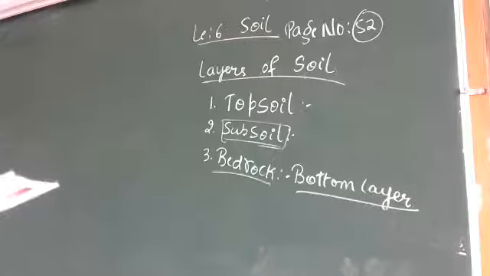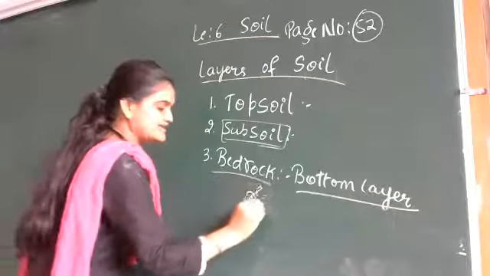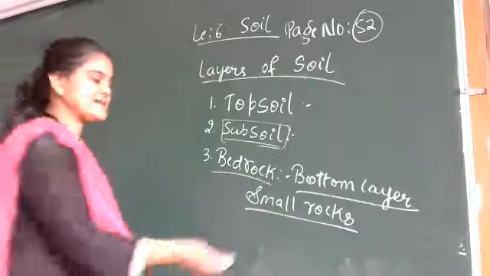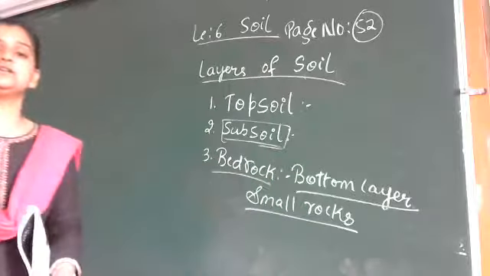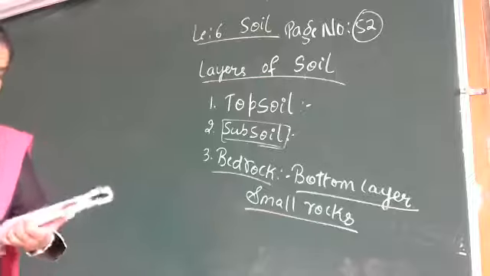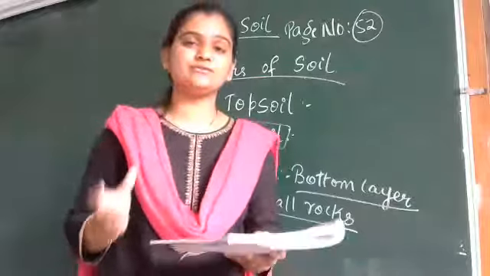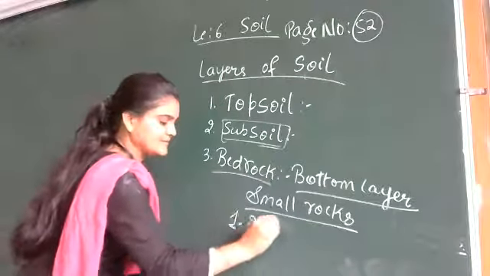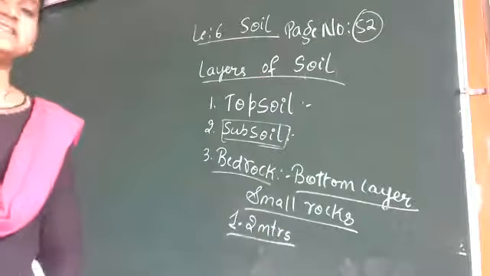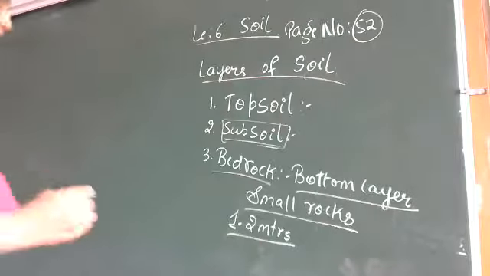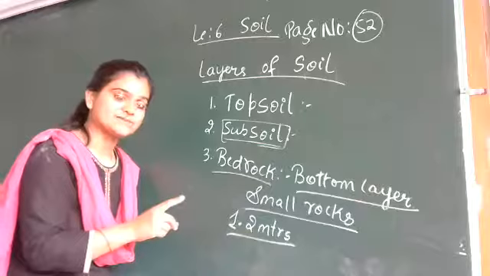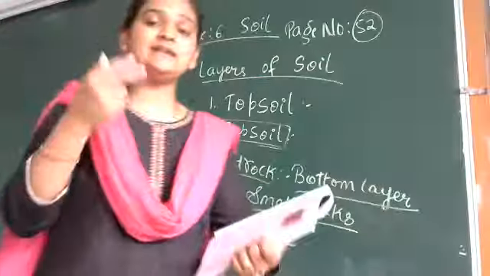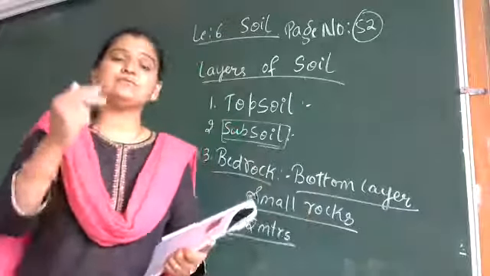Here we have very small rocks. The small rock fragments settle down to form the last layer of the soil, which is known as bedrock. Please underline, children: in some places on the earth, at 1 to 2 meters depth, we have bedrock. If you just dig out the earth's surface, very soon we will get bedrock. But in some places, even if you dig 100 to 200 meters, we will find bedrock.